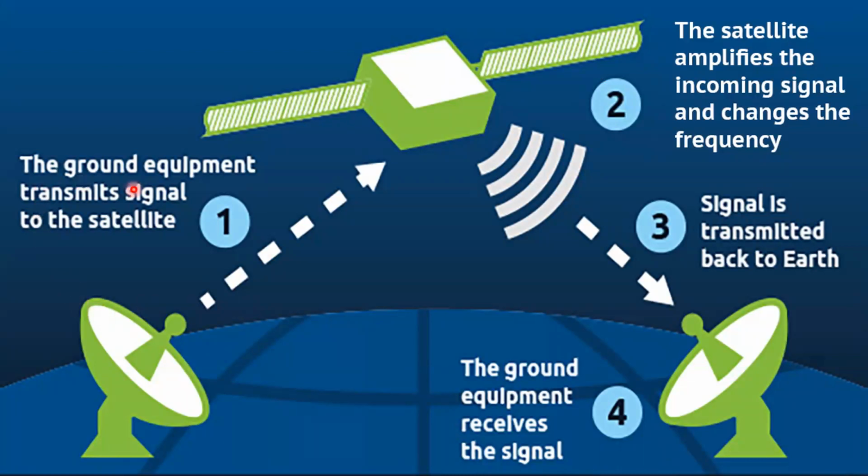Look at this diagram. The ground equipment transmits signals to the satellite. This is a base station at the sending point. They catch the signals and send them to the satellite. And the satellite, after catching them, amplifies the incoming signals and changes the frequencies. Then, the third step, the signal is transmitted back to Earth. After changing the frequencies, they send the signals back to Earth. And through the ground stations, they send the signals to the receiving points. The ground equipment receives the signals. Clear?